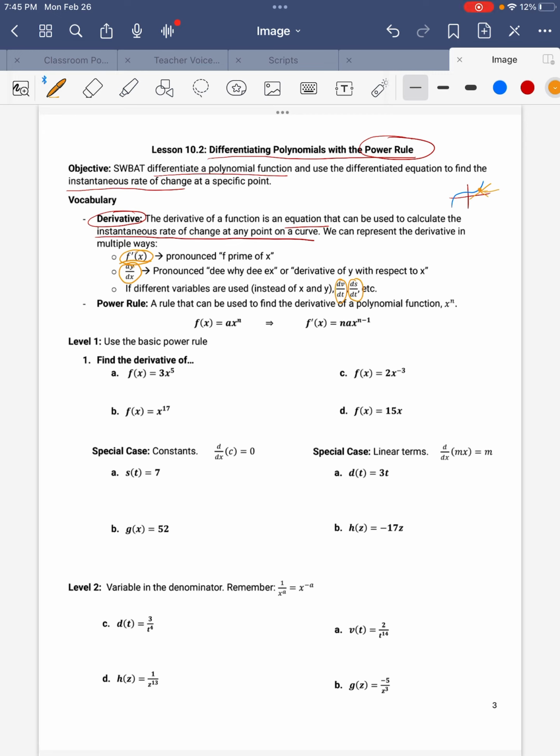So what I need y'all to know is the power rule. The power rule can be used to find the derivative. So let's say this is our original function, f of x equals a times x to the power of n. In order to find the derivative, we use this function that says f prime of x, so that's our derivative, is equal to n times a x to the power of n minus 1.